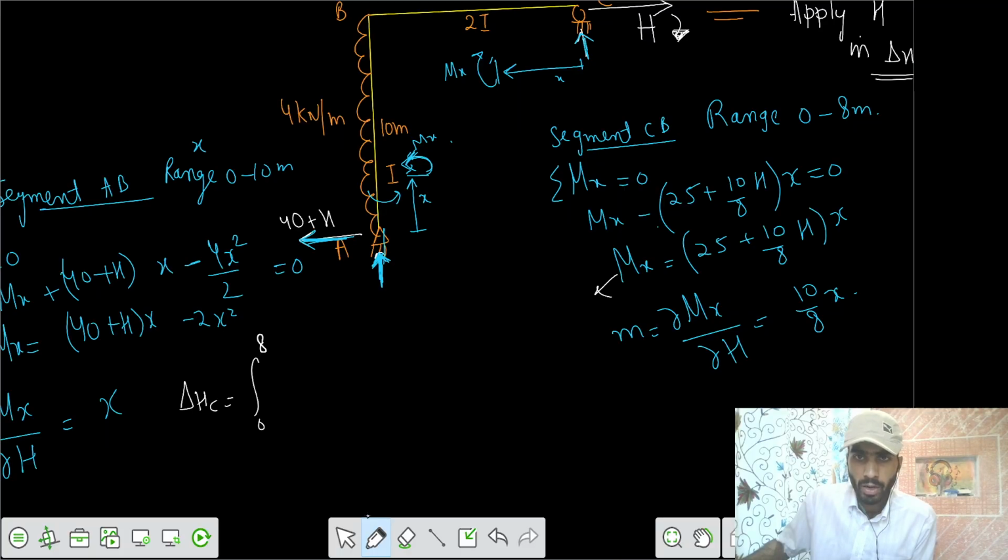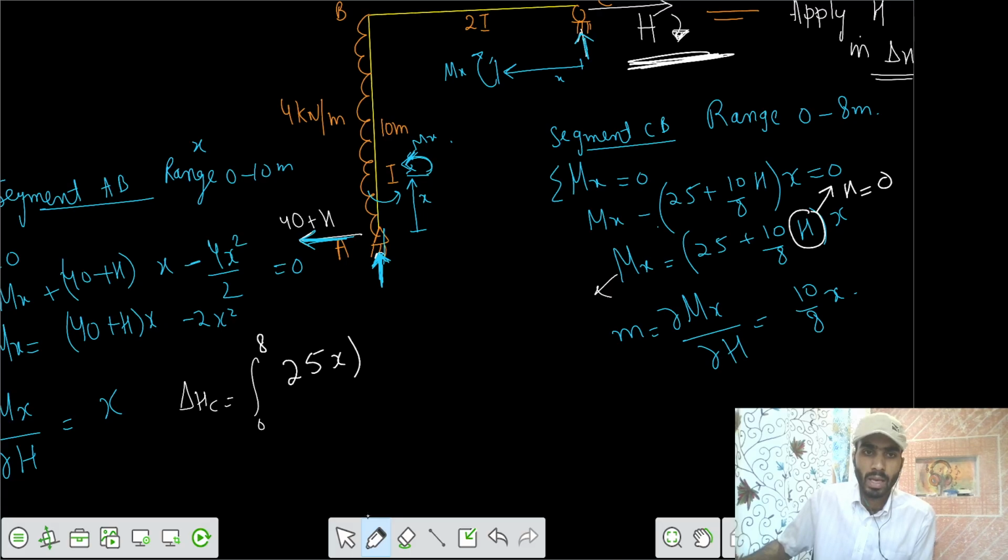The value of moment, and say here is a variable, here the variable is h, but we don't know the value of h. We say set the value of h equals to 0, because we have applied h equals to 0. So we say set h equals to 0 directly to avoid the calculations. We can get the equation then 25 into x into small m is your 10 by 8 of x, and dx by EI.